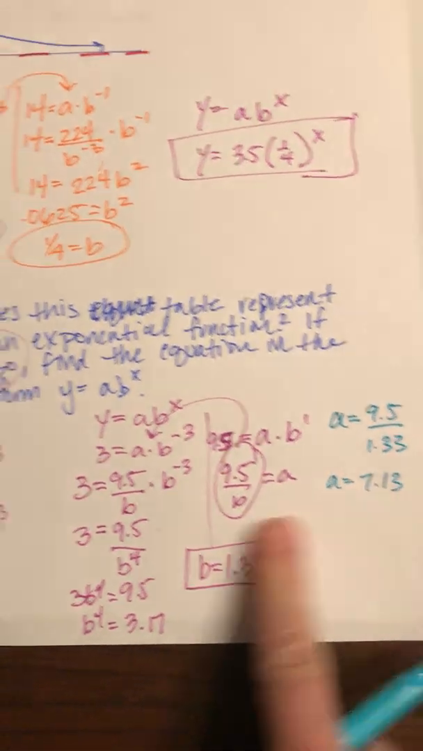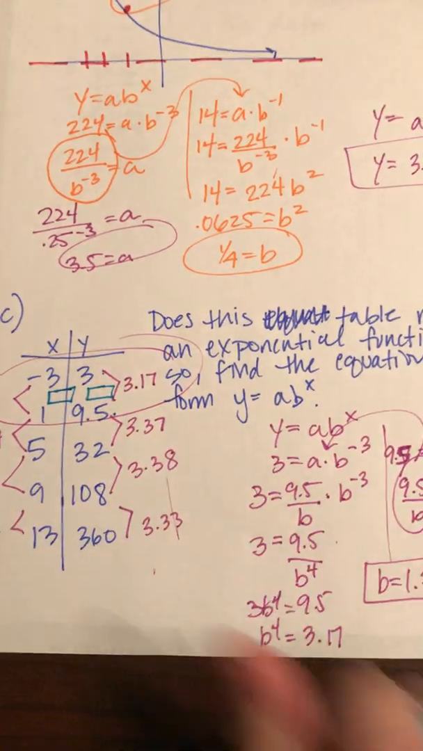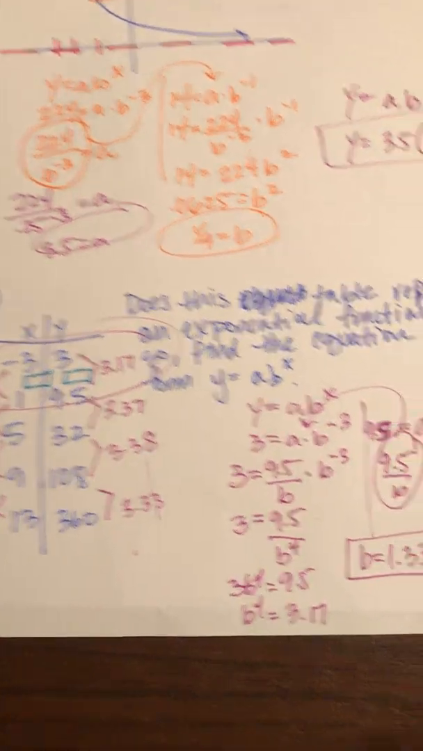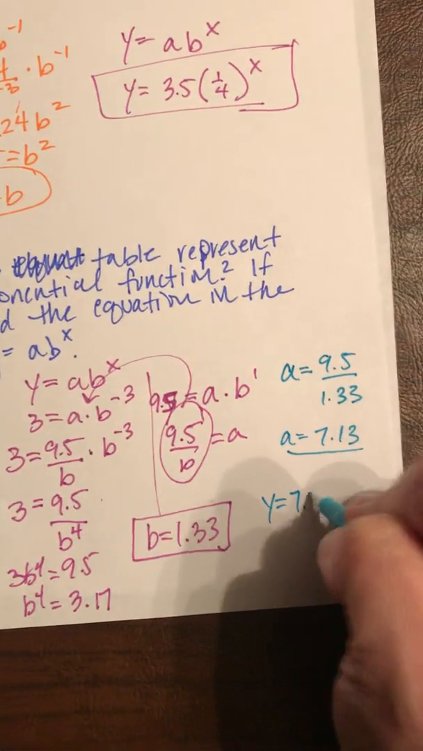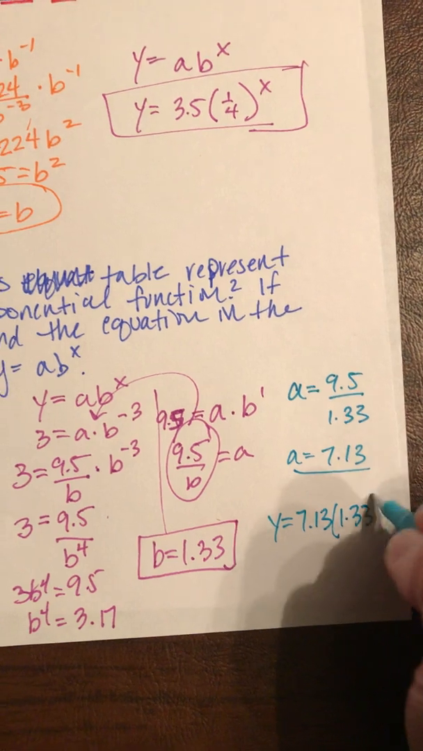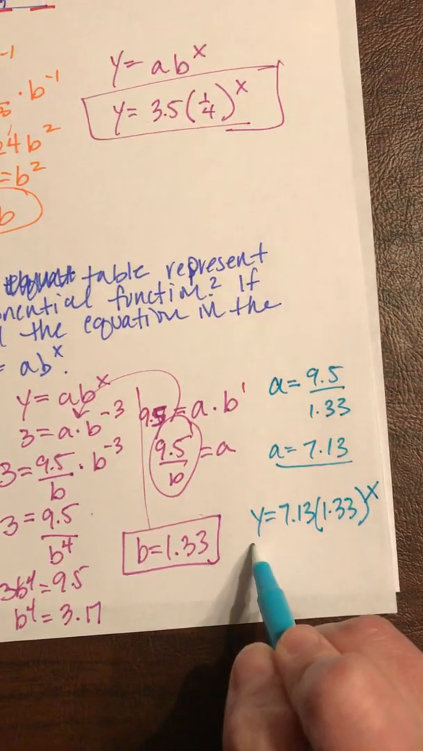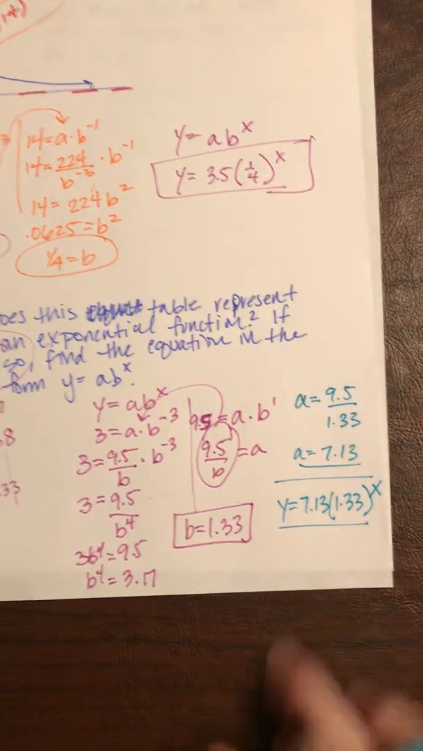So that kind of makes sense, right? So if you go back here, about 7.13, that's realistic to what we kind of expect our answer to be. So now that we've got our a value and our b value, I'm going to go ahead and write my equation. And again, we rounded it a little bit here, so obviously it's not 100% perfect, but this is what I get for my equation.